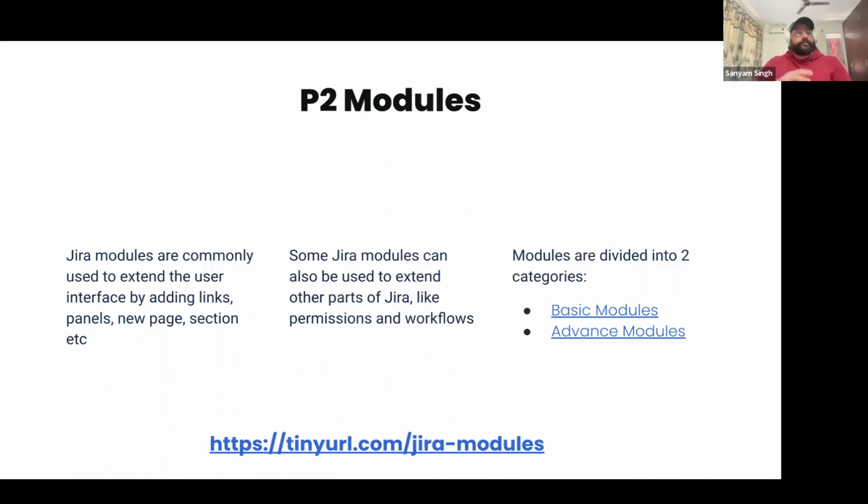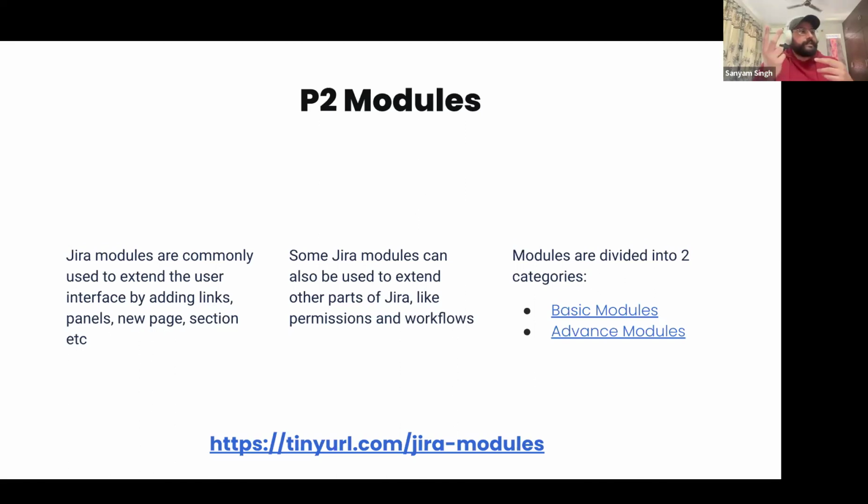First of all, let's discuss what P2 modules are. P2 modules are the modules that are commonly used to extend the user interface by adding links, panels, or new pages through servlets, or different sections. Some of the Jira modules can also be extended for non-UI things like permissions, keyboard shortcuts, workflows, or the routes. You can extend those, which are the non-UI elements of a product.